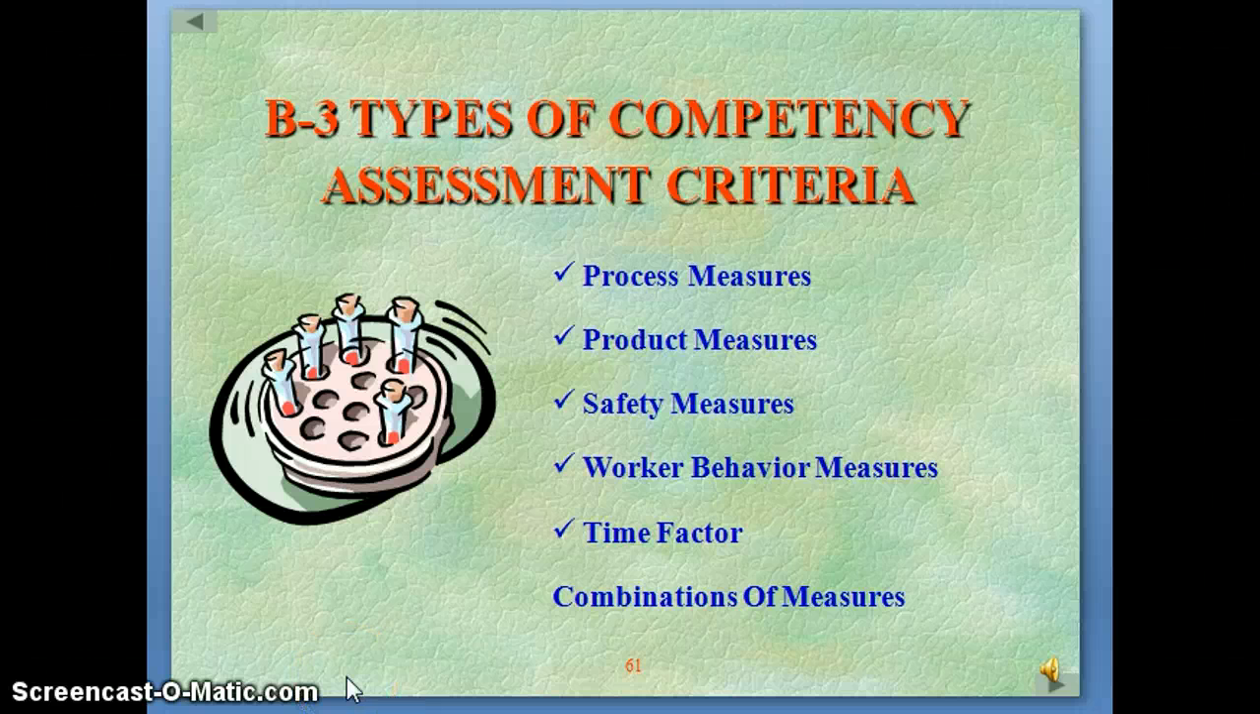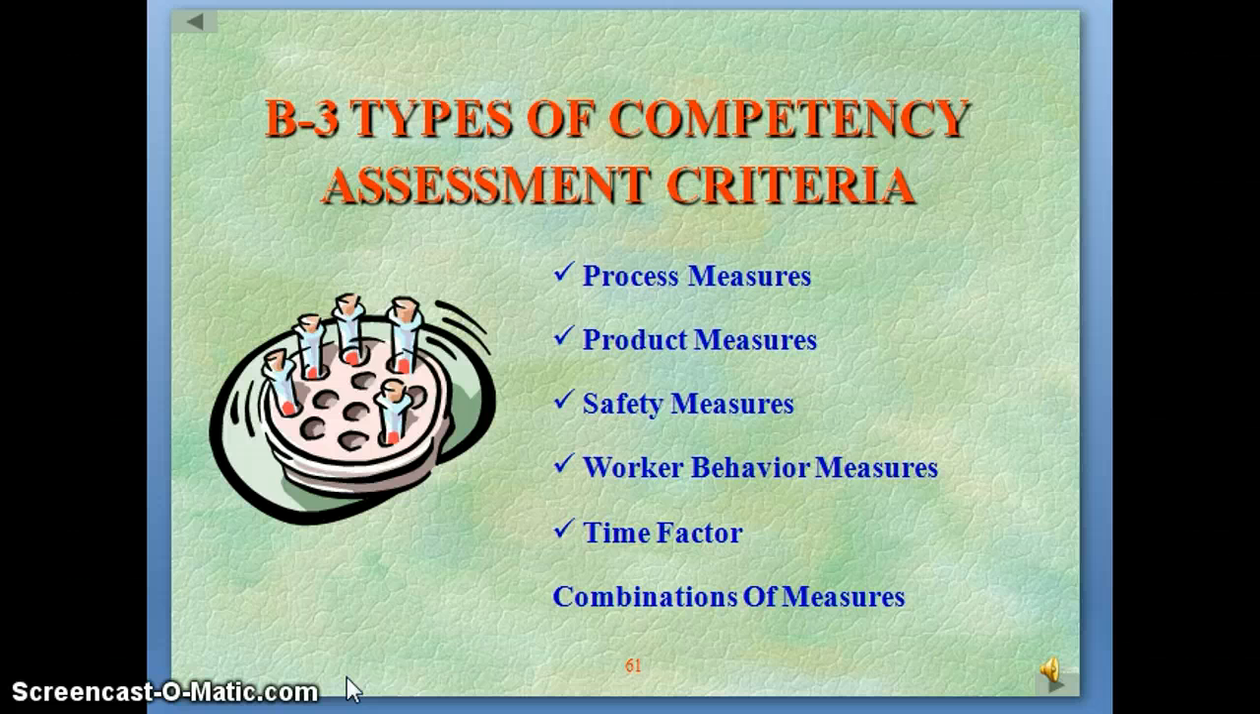These are some of the different types of assessments that you will need to consider when you develop your performance tests. Process measures include, for example, how the steps in a particular task would be performed. Product measures would include how a particular end product looks relative to size, shape, color, and so forth, that it meets standards. Safety measures are important for a particular part of a task or a task that involves safety.